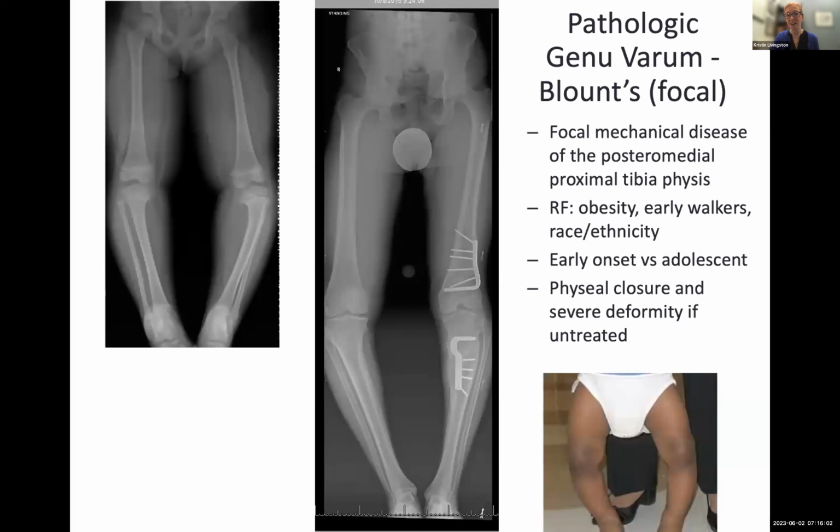A very common cause of genu varum that we see is Blount's disease. So this is a focal problem, right? This is a focal mechanical disease of the posterior medial proximal tibial physis. Risk factors include obesity, early walkers, and certain races and ethnicities, especially African Americans. This can happen either early in a small child, a toddler, or it can occur later on in adolescence. And if not treated appropriately, this can lead to physeal closure on the medial side and severe progressive deformity.